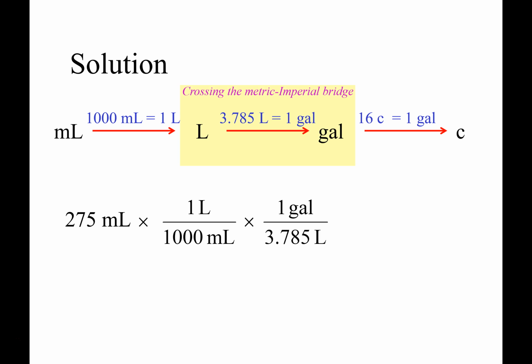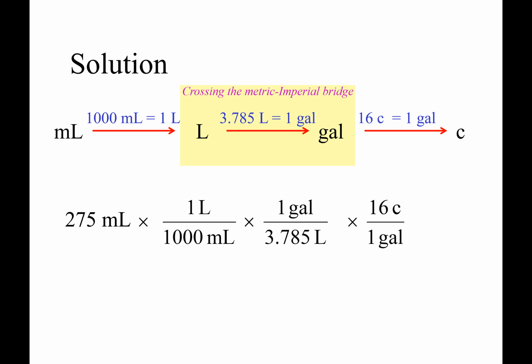So milliliters cancel, liters cancel with gallons. How can we use this last one to our advantage? 16 cups over 1 gallon. Yep, 16 cups over 1 gallon. So unit-wise, gallons are now canceled, and we're left with units of cups, that's it.